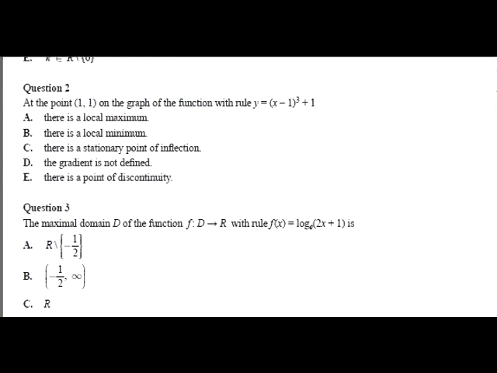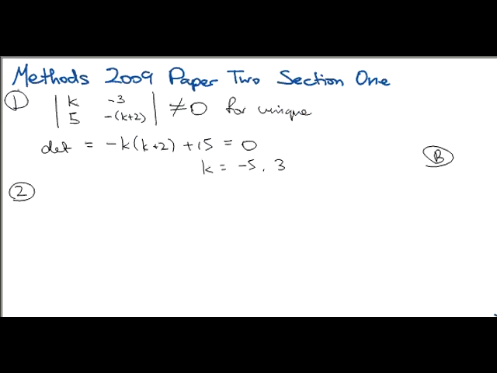Okay, question 2 is good in many, many ways. No working required. Notice that they want to know what's going on at point 1, 1. Look at this graph, y equals (x minus 1) all cubed plus 1. This graph has only got one feature, which is a stationary point of inflection at 1, 1. You can't have local max, local min. The gradient is defined at all points, and there's no points of constant continuity. So the only answer that could possibly make sense is C. So I'm just going to say shape.